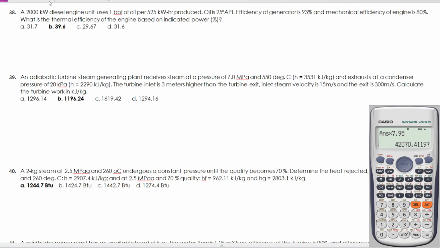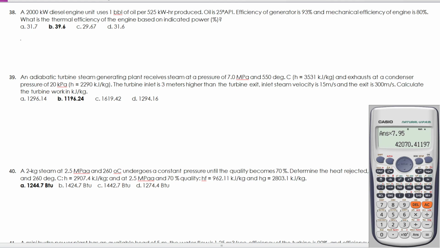Okay, so let me read. A 2,000 kilowatt diesel engine unit uses 1 British barrel of oil per 525 kilowatt hour produced. Oil is at 25-degree API. Efficiency of generator is 93% and mechanical efficiency of engine is 80%. What is the thermal efficiency of the engine based on indicated power?